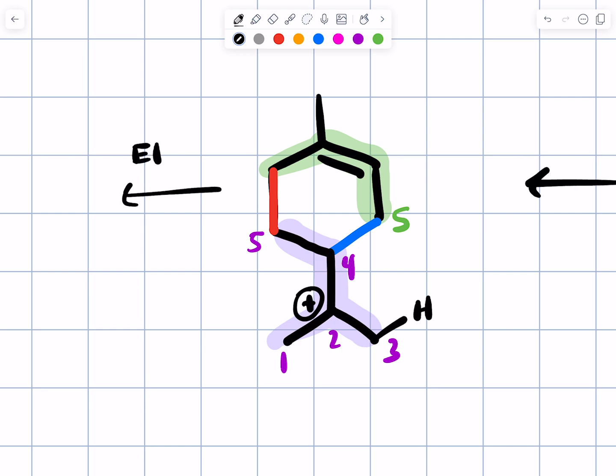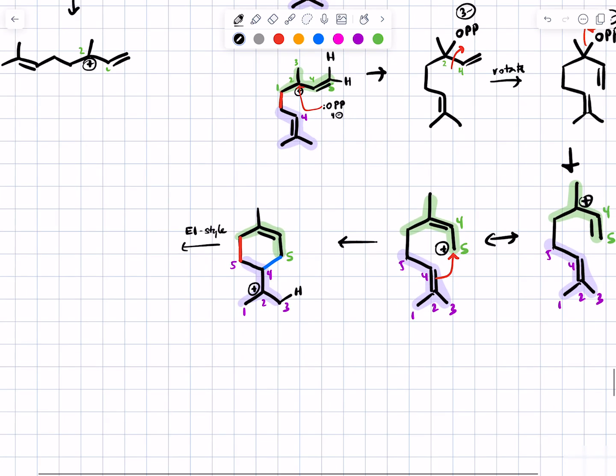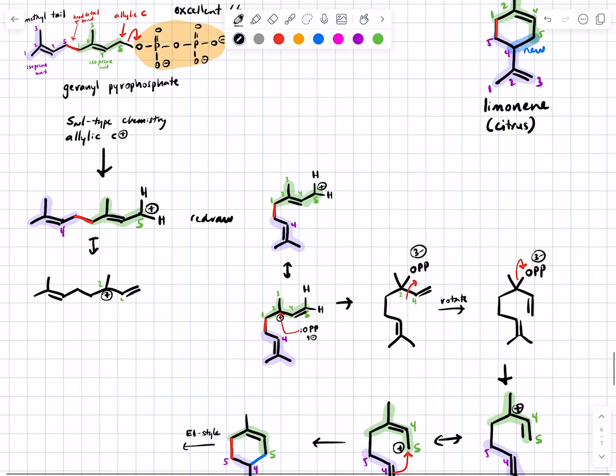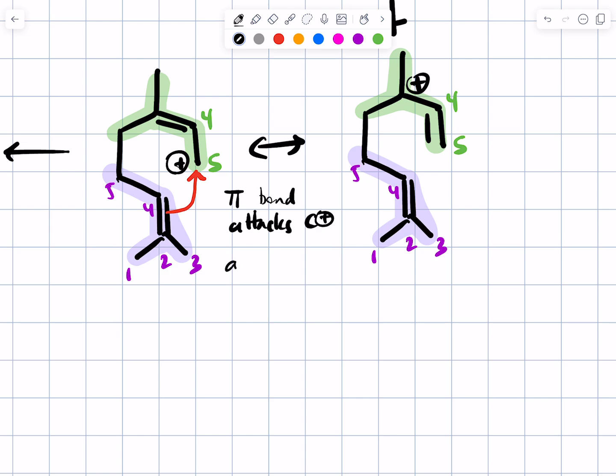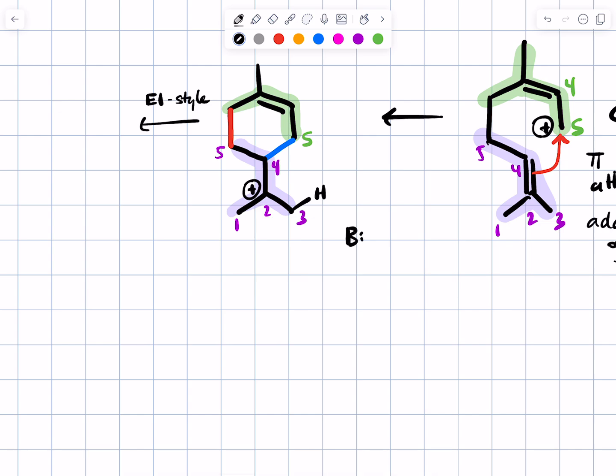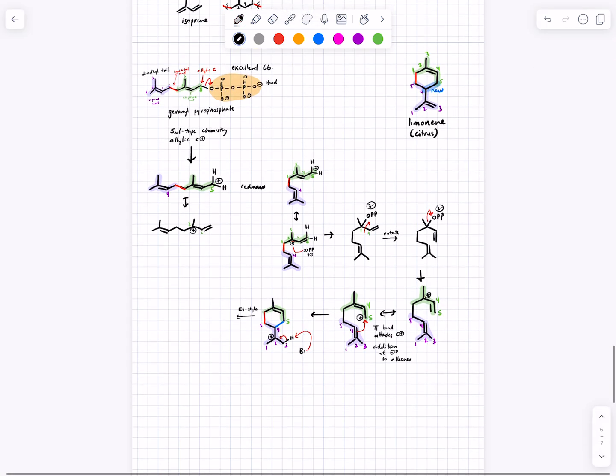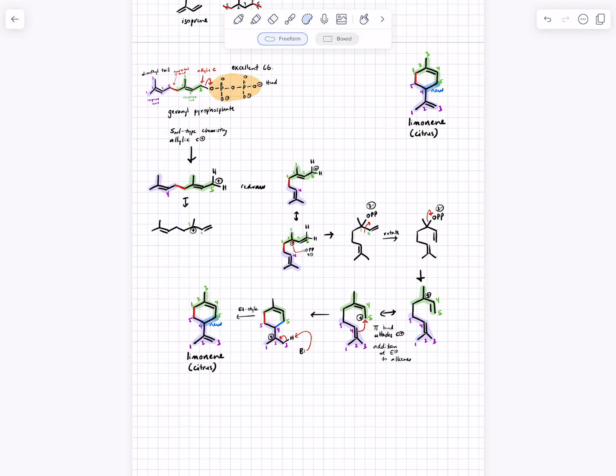So this is another example of the kind of chemistry that terpenes can do. You've seen SN1 style leaving group leaving. You've seen pi bond attacks carbocation, which should look like chapter 10 addition of electrophiles to alkenes. And then this E1 style elimination where some base provided by the enzyme removes the proton, and that gets us to our limonene product. Okay, so that's one example how if you pay attention to what bonds are new in the terpene product versus the linear precursor, you can propose a mechanism that makes a lot of sense.